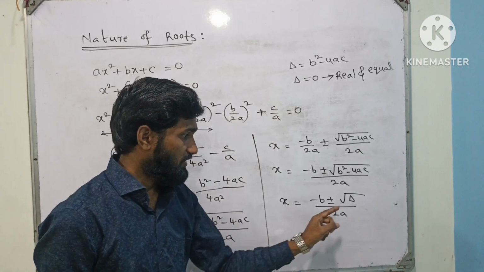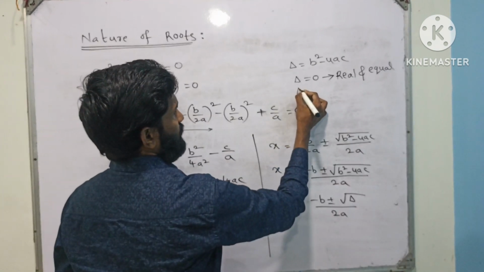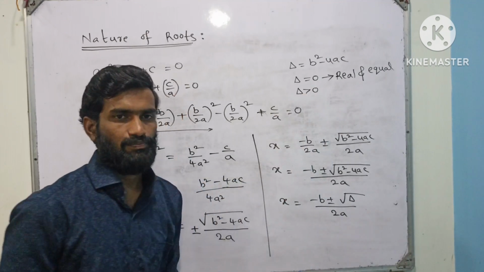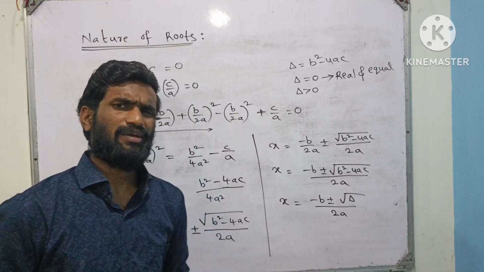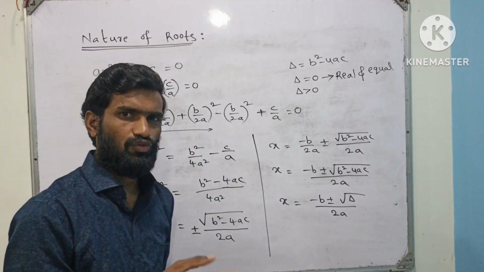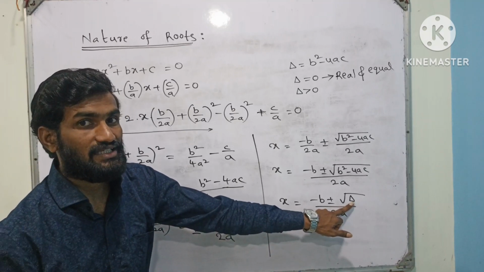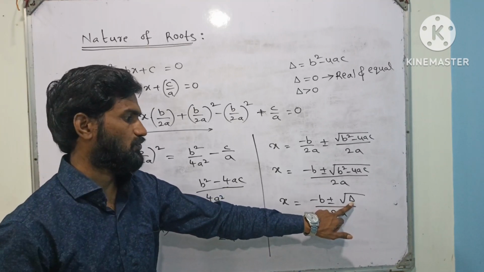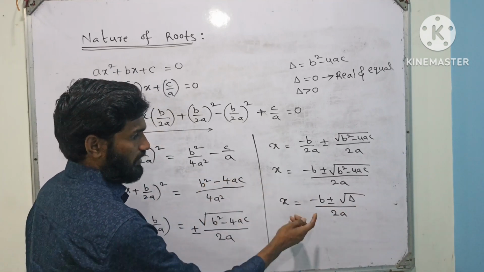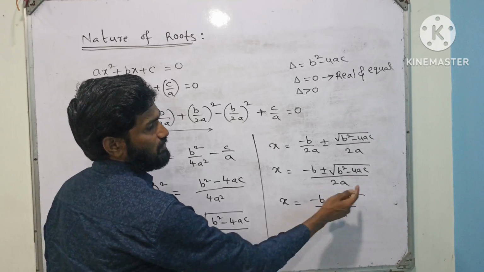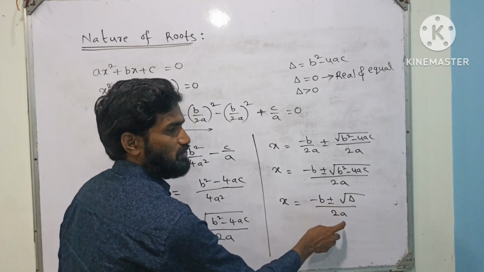Now if discriminant is greater than 0, what will happen? Let us see. Greater than 0 means, let us take 4, whatever it may be, you can take. I am taking 4 because root 4 is, I know, 2, right? So if I take discriminant as 4, which is root 4, nothing but 2, one root I will get as minus b plus 2 by 2a, and one more I will get as minus b minus 2 by 2a.